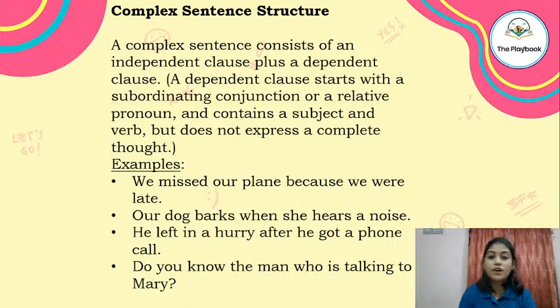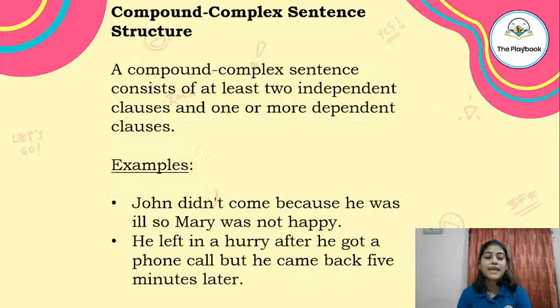Now we will move on to the fourth type, that is compound complex sentence structure. A compound complex sentence consists of at least two independent clauses and one or more dependent clauses. You must remember that it has at least two independent clauses and another dependent clause. The dependent clause can be one or more than one as well. So let's focus on the examples carefully.